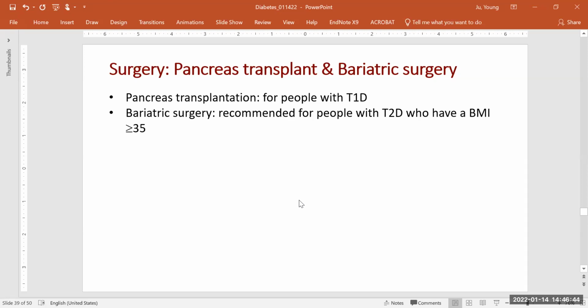Because the side effects can be more dangerous than the diabetes, transplants are usually reserved for people whose diabetes cannot be controlled or those who also need a kidney transplant.